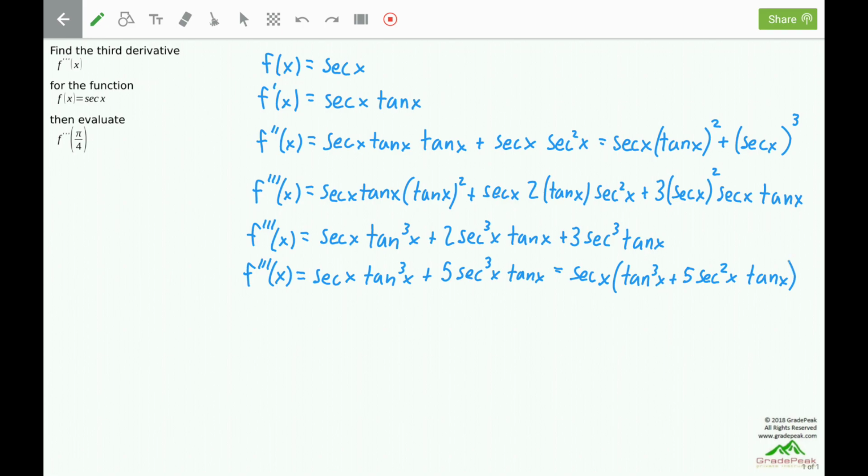And everything else stays the same. We can also factor a tangent out of here. And so I'll have a secant x times, we have tangent to a power of 3, tangent to a power of 1. We can factor out the lower of the two powers. It'll be a power of 1. If we factor out a tangent, we will have one fewer, so there will be 2 left in the first term. And we will take out the only tangent in the second term. And there's the factored version of the third derivative.